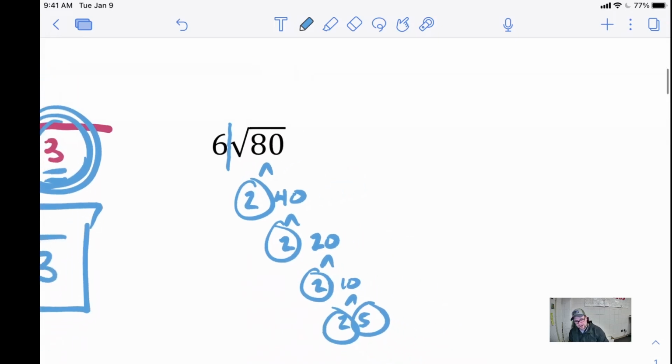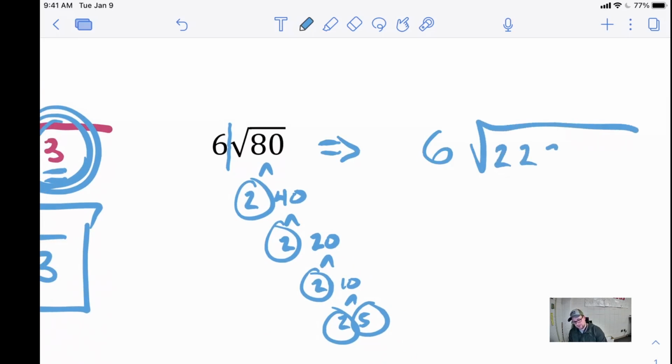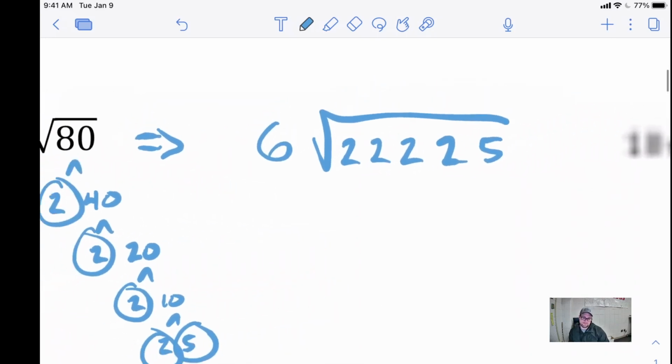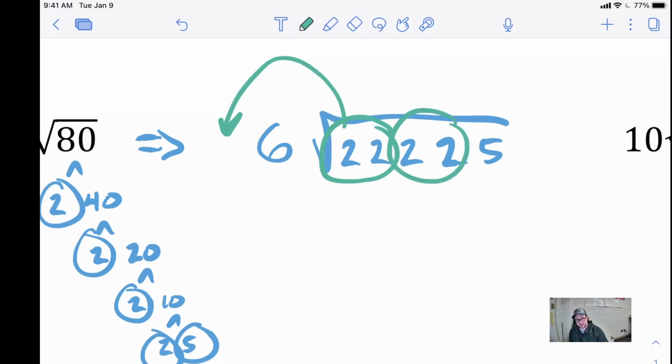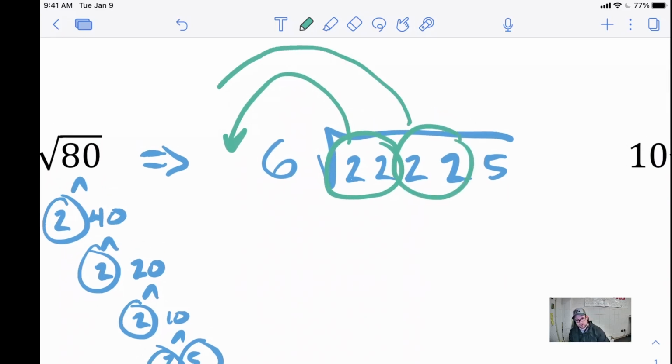So when I rewrite this now, I'm going to have 6 square root of 2, 2, 2, 2, 5. So coming on over, this is what we need to do next, right? Now we look at it and we just say, let's do our 2-for-1 special. We had 2 2s, so we're going to pull a 2 to the outside. We have another 2 2s, we're going to pull another 2 over here.